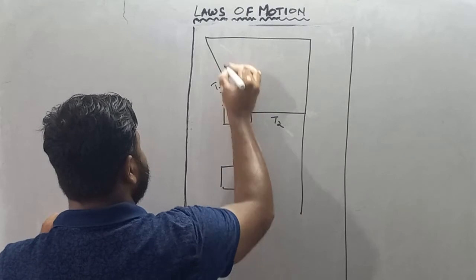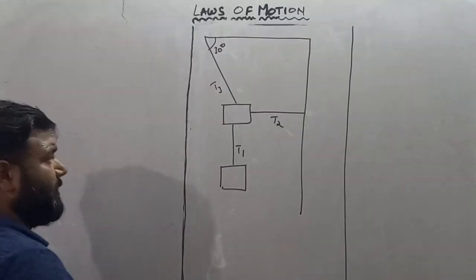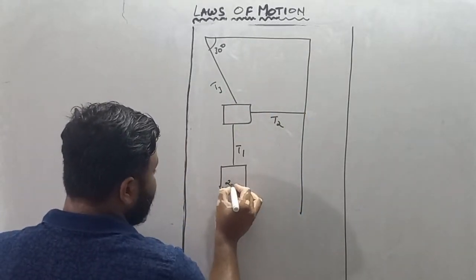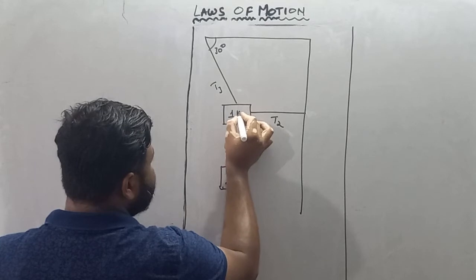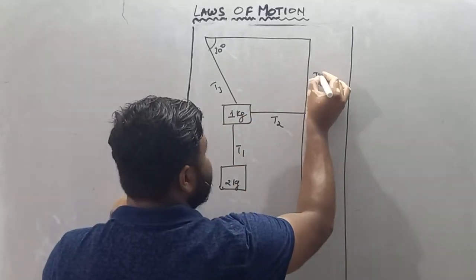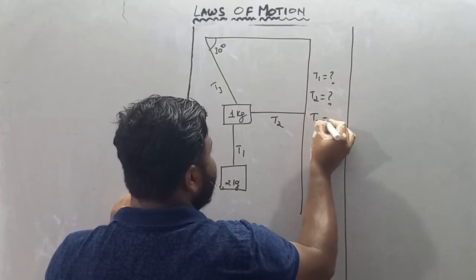Let's suppose we have a system, my dear student, of two blocks connected with three different strings. Let's suppose the mass of this block is 2 kg and the mass of this block is 1 kg. In the question they are saying the system is in equilibrium, find the value of T1, T2 and T3.